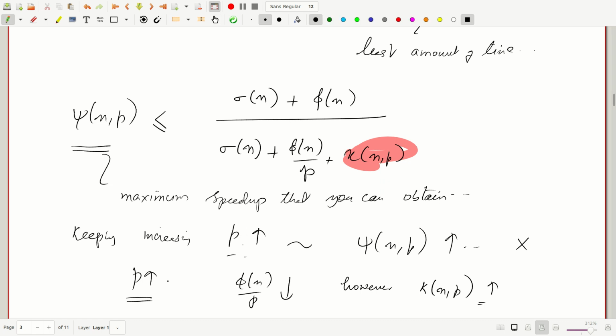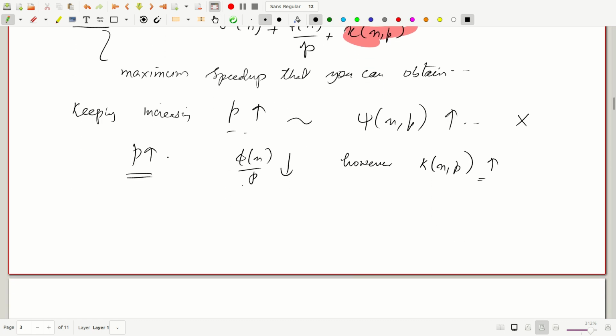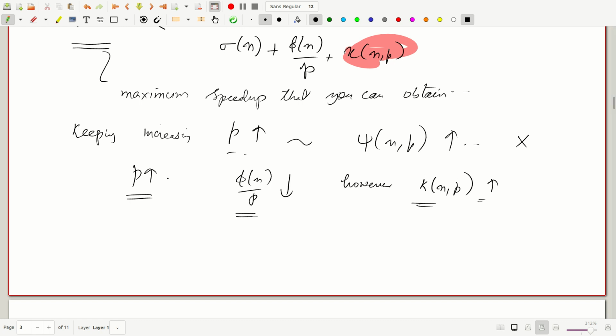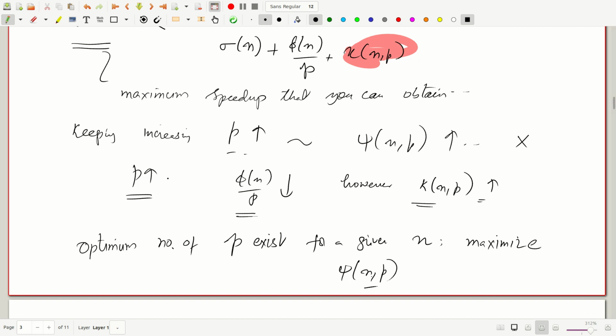Rather, what you get is there is an optimum point at which the decrease in φ(n)/p is offset by κ(n,p). As a result, an optimum number of processes p exists for a given problem size n that would basically maximize the speed up. So that is the takeaway message from this definition of speed up.